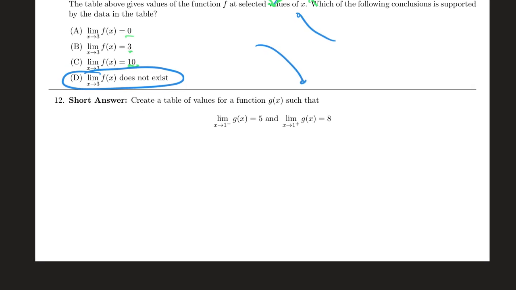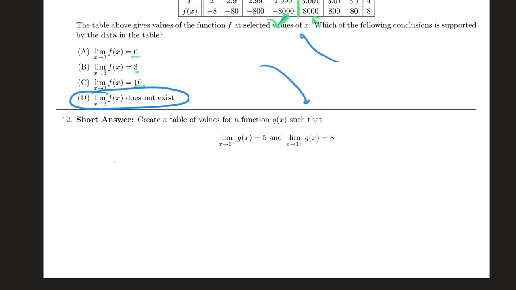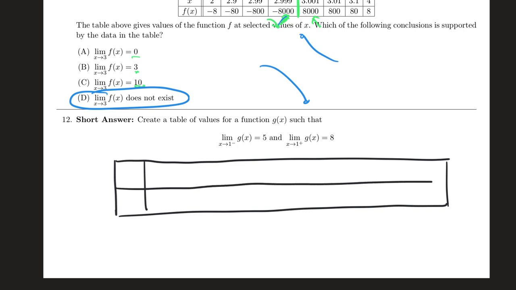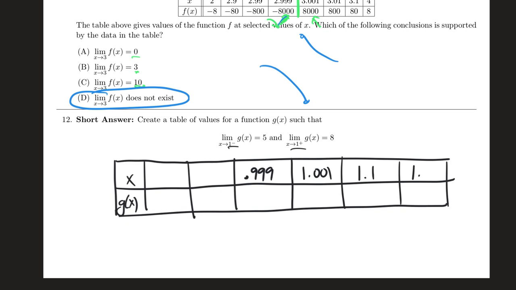And here we have to create a table of values. So again, we're using what was happening in the previous questions. We want our x values to get close to 1. Right in the middle, I want those numbers to be close to 1. I'll just do 3. 0.99 is really close to 1 on the underside, and then 1.001 is really close to 1 on the other side. Then I can make these numbers slightly bigger and farther away from 1, and slightly smaller and farther away from 1. Now I have my x values in the right place.